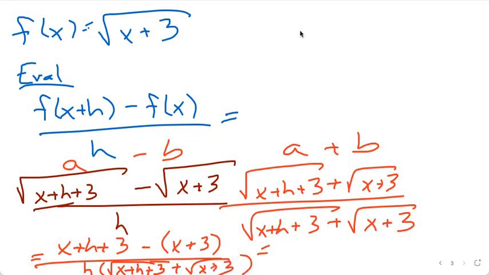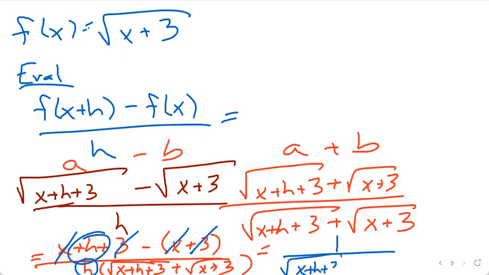Now at this point, you can distribute that negative or realize x minus x, 3 minus 3. And what's left on top is that h, which will reduce with that bottom h, leaving you with just 1 on top over the square root of x plus h plus 3 plus the square root of x plus 3.